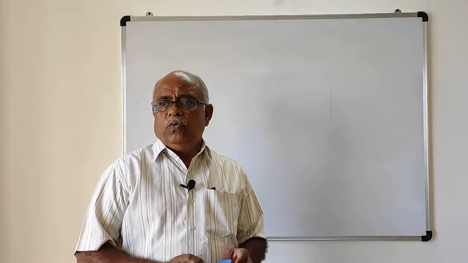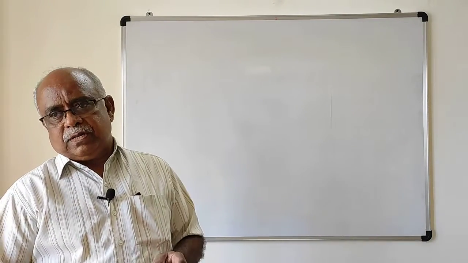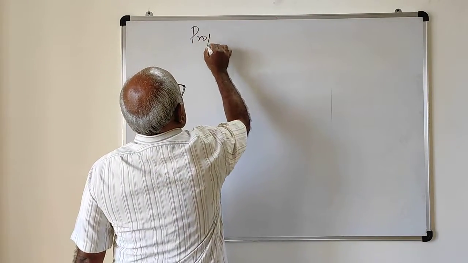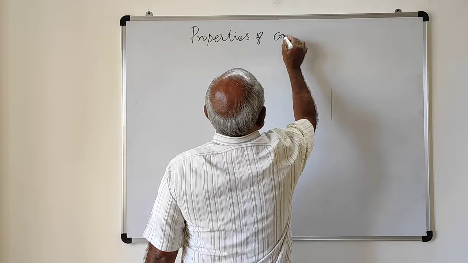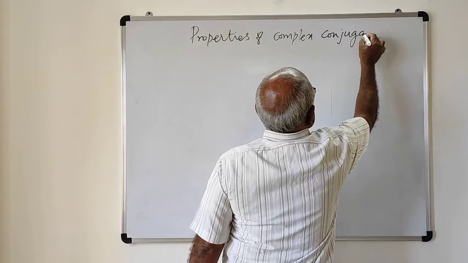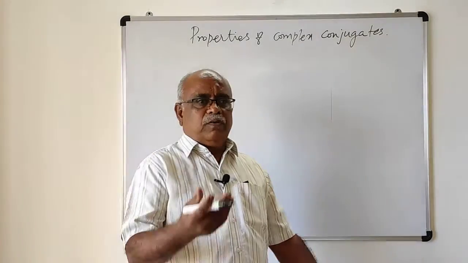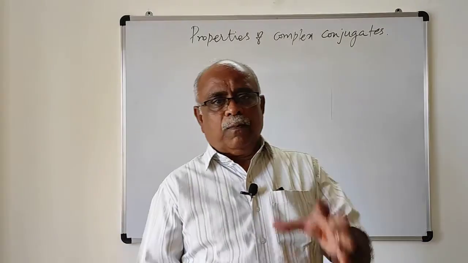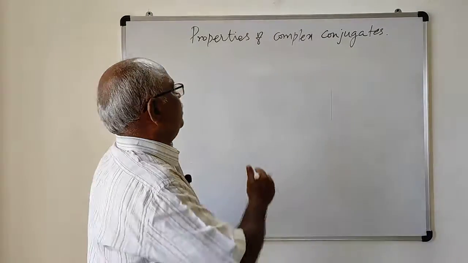Now, in this video, we are going to see the properties of complex conjugates. That is, we have to see the properties of conjugate of a complex number. There are some 10 properties. Using those properties, we are going to solve the problems. Properties of complex conjugates, one by one we will see.